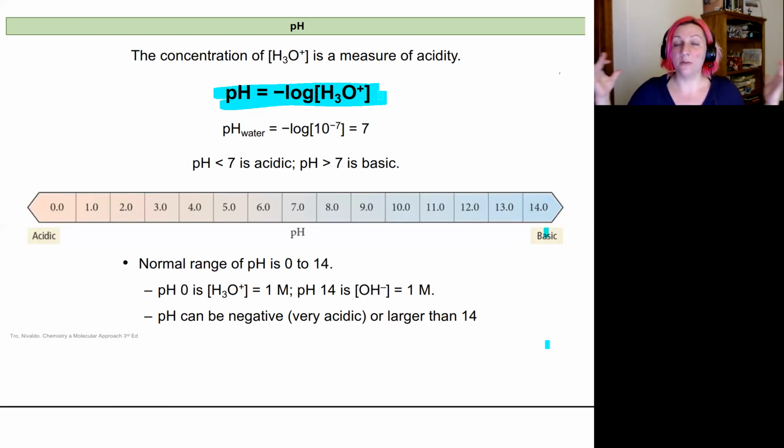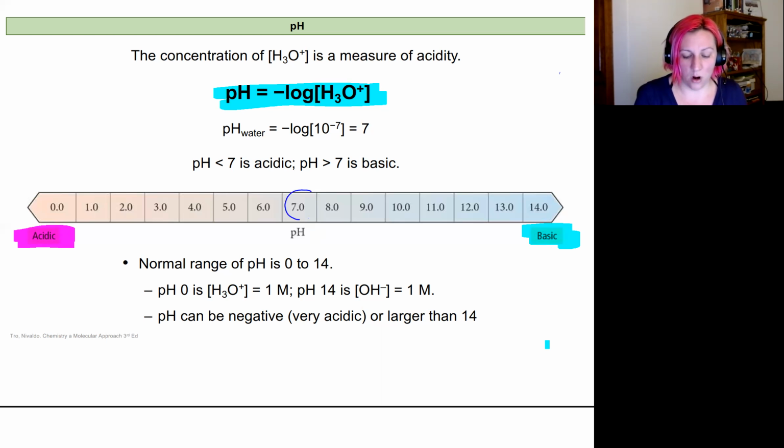It can go outside this range. Something can be more basic than a pH of 14, and it can be more acidic than a pH of 0. It can be a negative value. And so you'll see those values in more extreme circumstances. For the most part, most of them are going to fall between 0 and 14. 0 being very acidic, and 14 being basic. And then 7 is what we call our neutral pH, right? This will be the pH of water, well, of pure water if we had it.